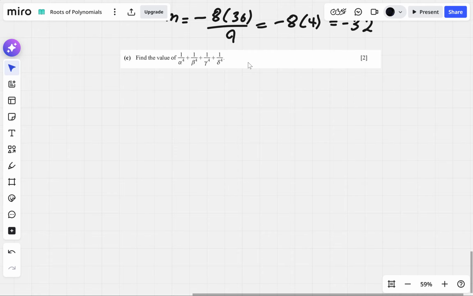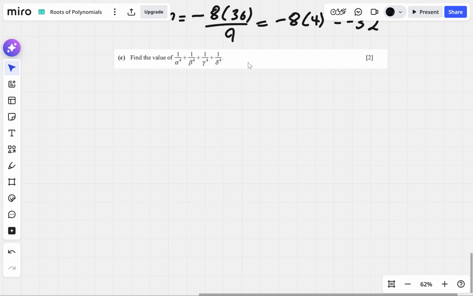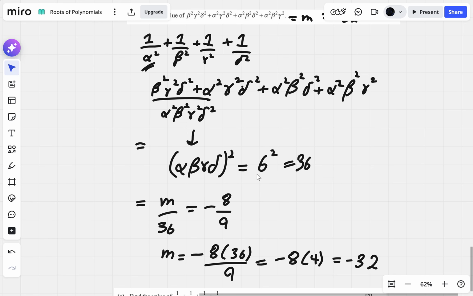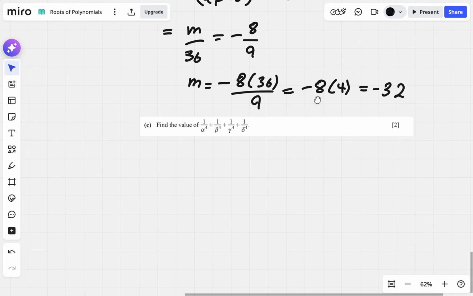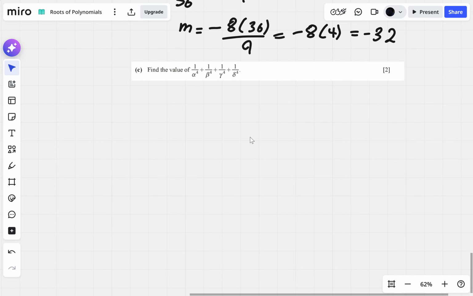Okay, so let's continue with the last part before I tell you how I got the 6 in the previous part of this question. So first let's do this last part. It is pretty easy. So 1 over alpha power 4, 1 over beta power 4, 1 over gamma power 4, and 1 over delta power 4. We can write that as illustrated.